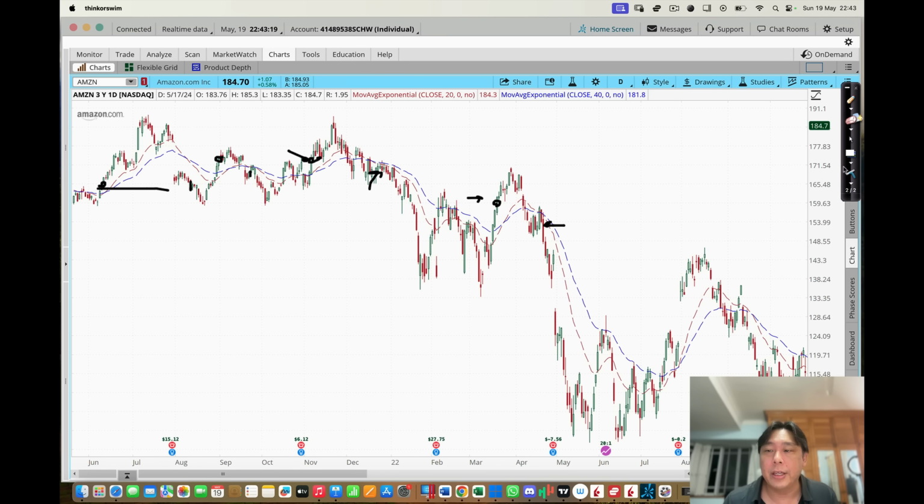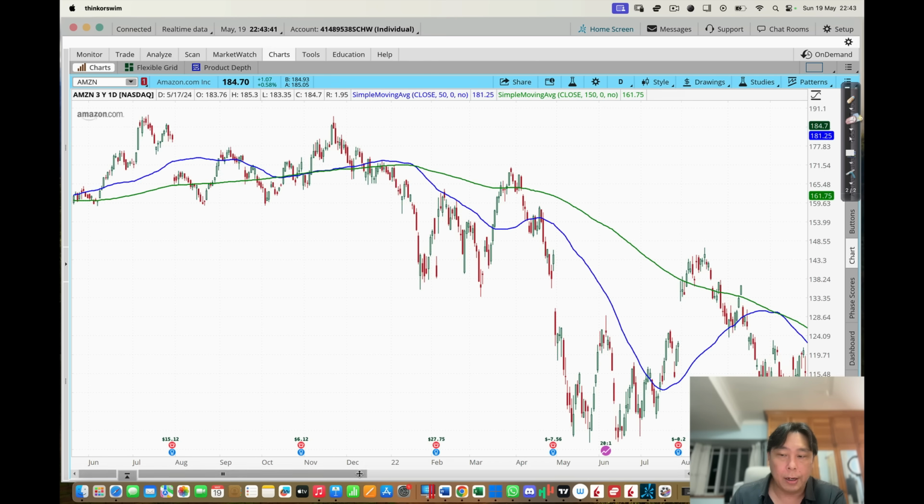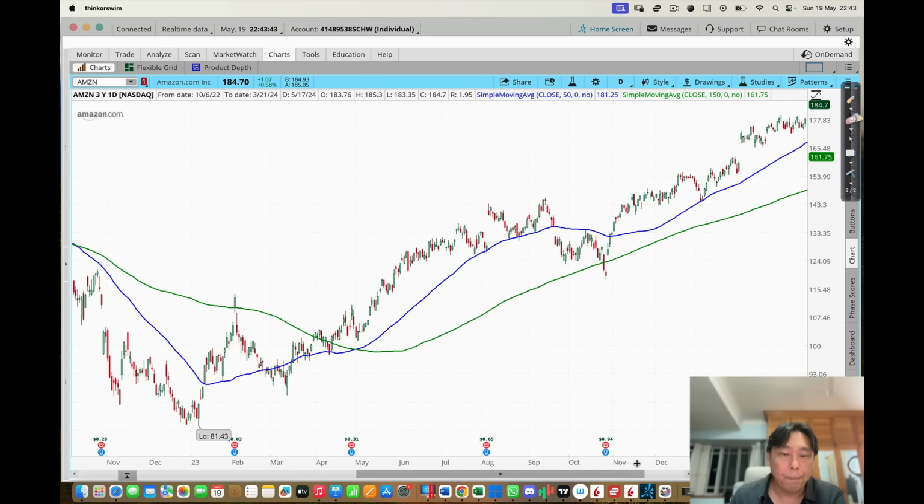So one of the moving averages that I've used for many, many years, I've been teaching this now for over 20 years in many of my courses, is the 50 and 150 simple moving average. That's it. Let me put it in and I'll show you how it works. So the 50 and 150 simple moving average, which is this blue line. So the blue line is the 50 simple moving average.